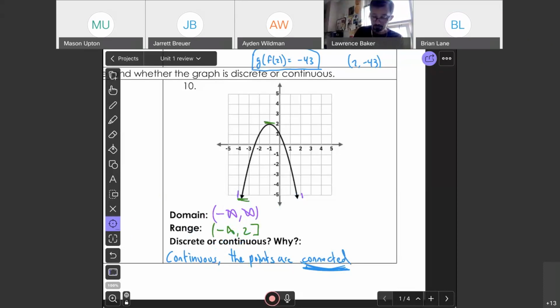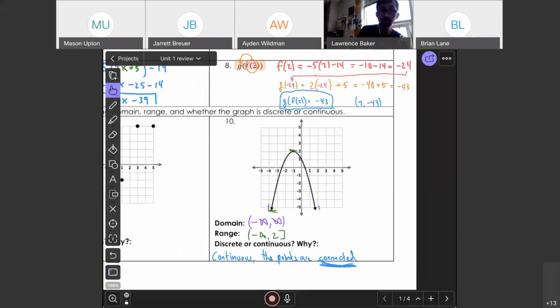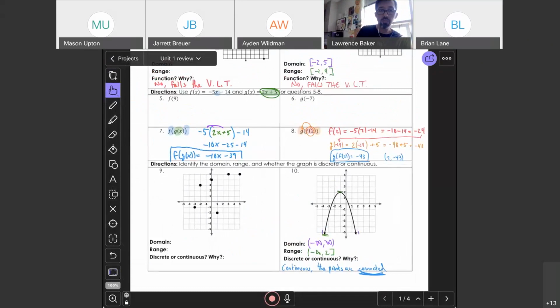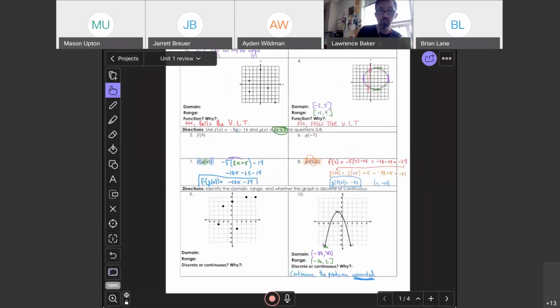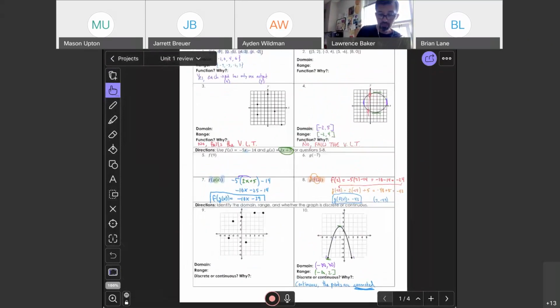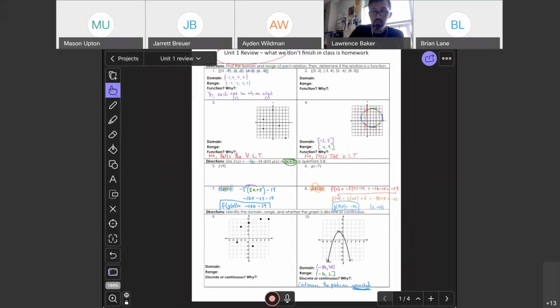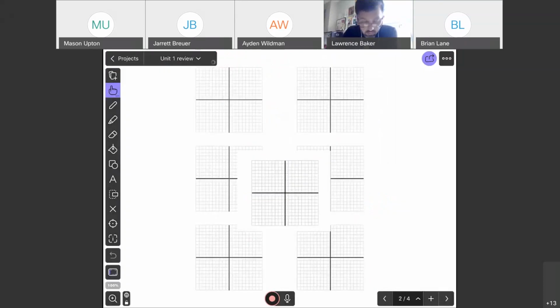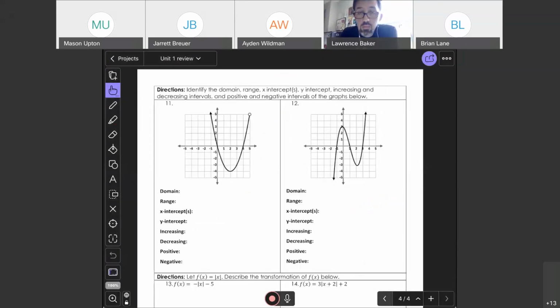Okay. Anything on the front you guys want to talk about before we move off to the back? Brian, what's continuous mean? All the things are connected.